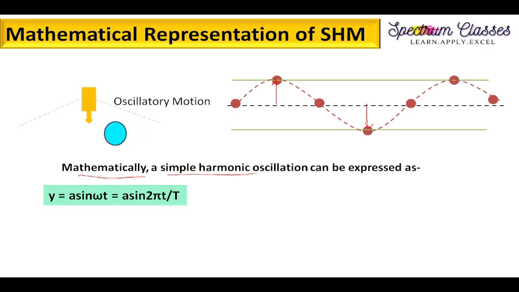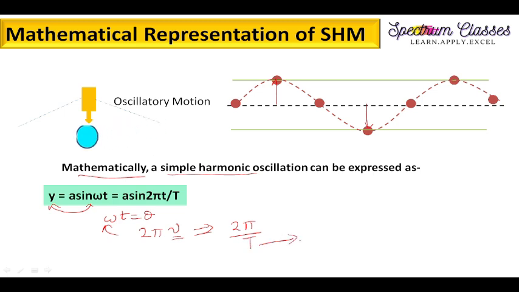So the mathematical representation of this simple harmonic motion is y equals a sine omega t. Here omega t is equal to theta, right? And this omega is the angular frequency, and this angular frequency is equal to 2 pi nu, where nu is the linear frequency. So this can be represented as 2 pi upon capital T. Here this capital T is the time period. So what is that time period? This time period is the time to complete one complete cycle.